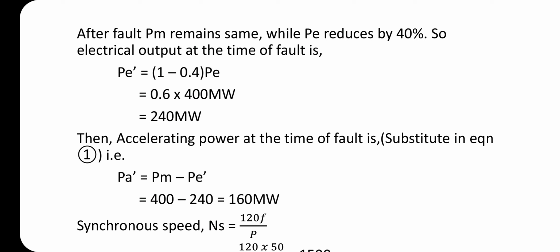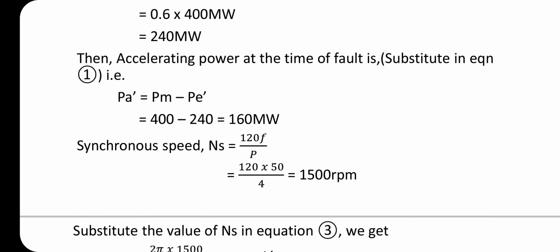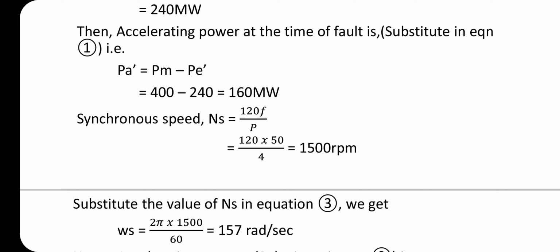After fault, PM remains the same while PE reduces by 40%. So the electrical output at the time of fault is PE dash equal to 1 minus 0.4 into PE, that is 0.6 into 400 MW. We get 240 MW. Then the accelerating power at the time of fault, substituting in equation 1, we get PA dash equal to PM minus PE dash, that is 400 minus 240, we get 160 MW.